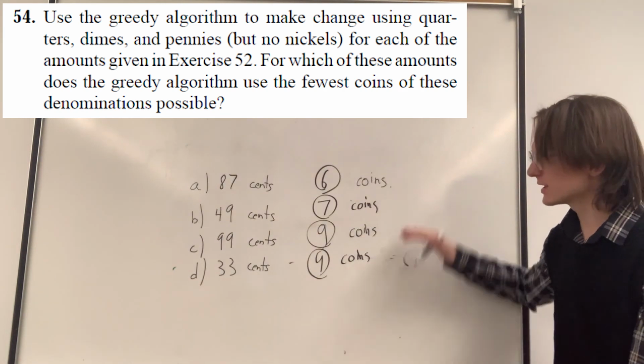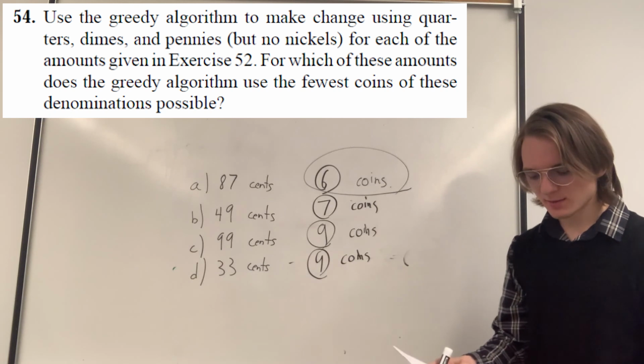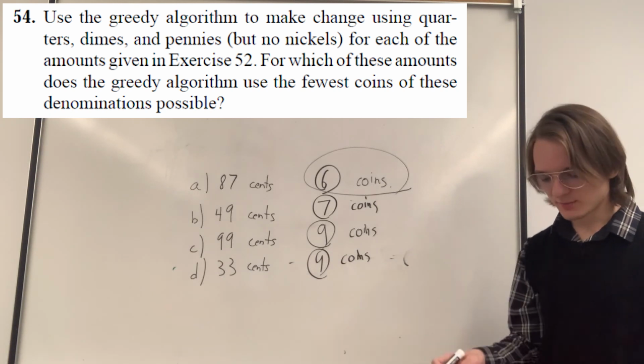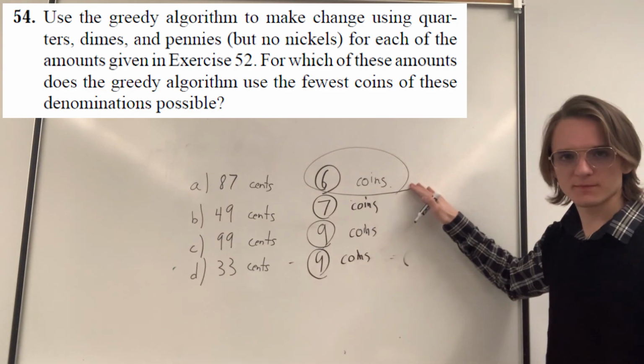Now, the lowest of these is part A. So part A would be the answer for the least number of coins, or the fewest number of coins, to make change using the greedy algorithm.